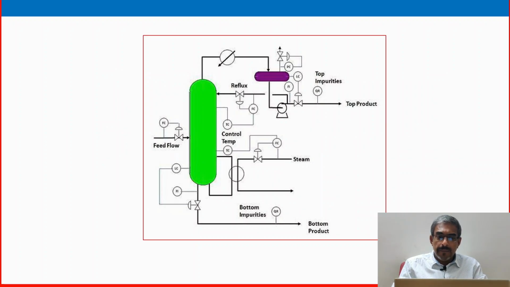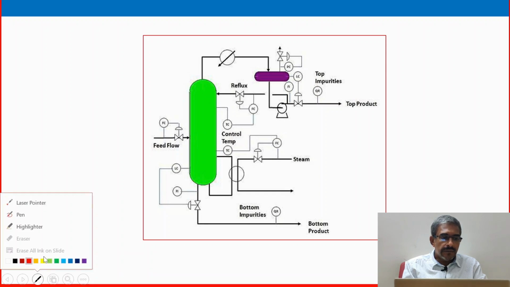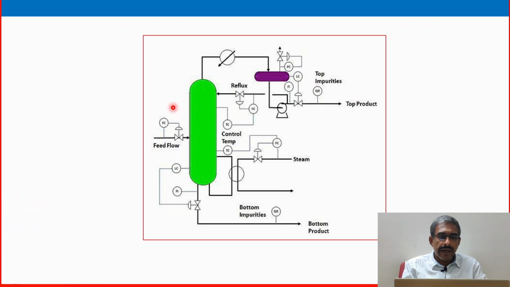So this is a typical P&ID. You can read it. Let me take the laser pointer. This is a tower. How to read the P&ID, I will show you in the real P&ID.